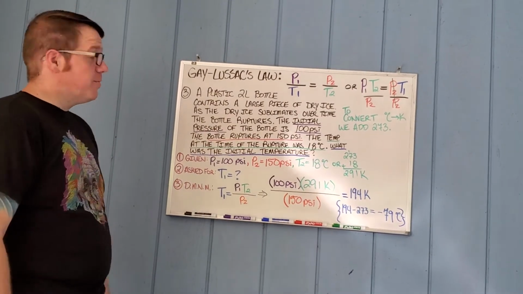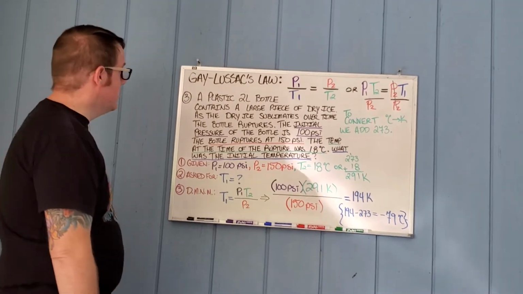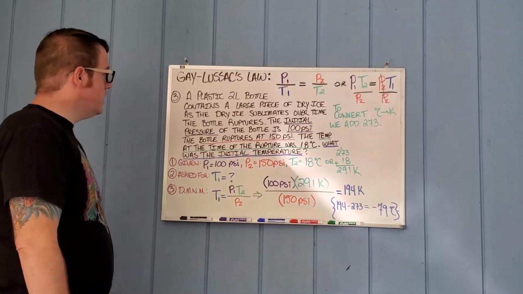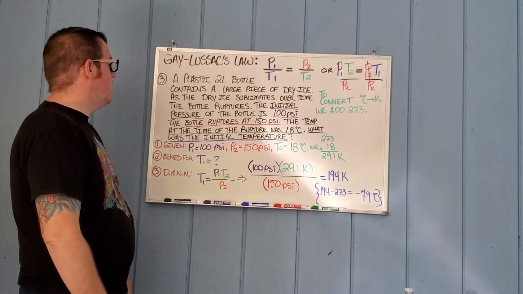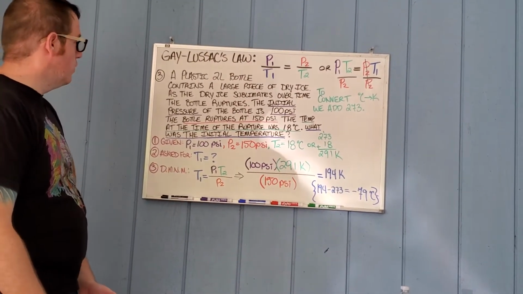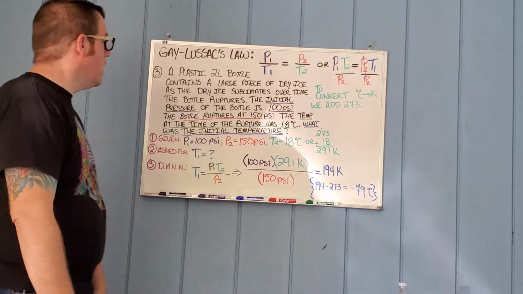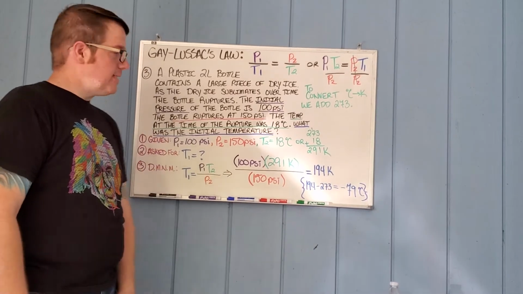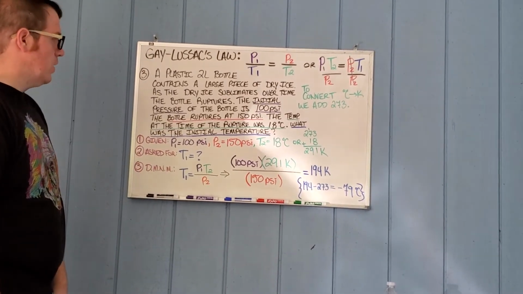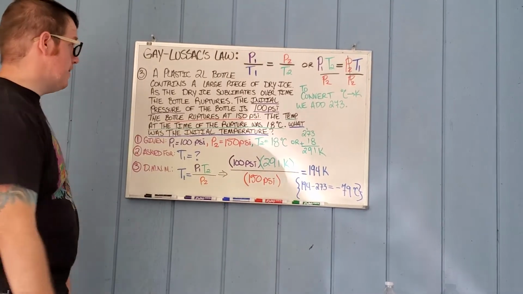Alright, so question number 3 for Gay-Lussac's law. We have here a plastic 2-liter bottle. We've stuffed a bunch of dry ice down in there. As the dry ice sublimates over time, the bottle will rupture. The initial pressure of the bottle is, we'll say, 100 psi. The bottle ruptures at around 150 psi.